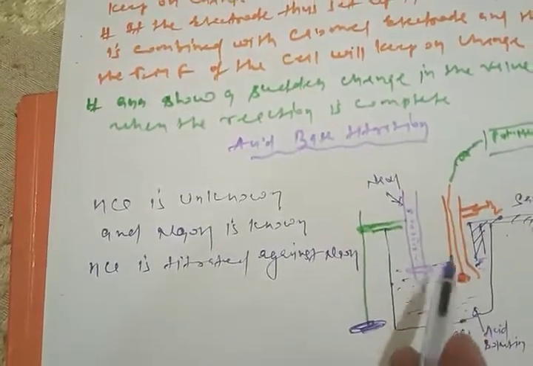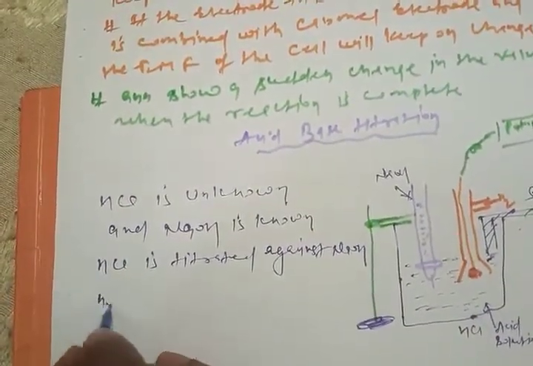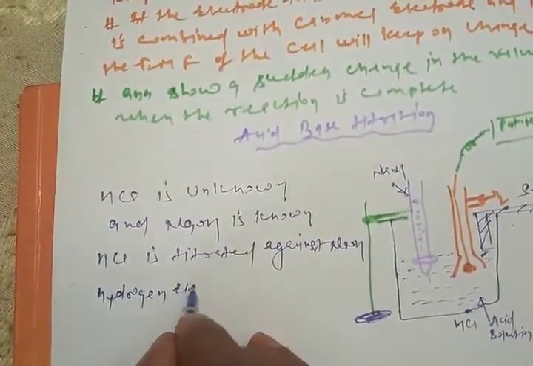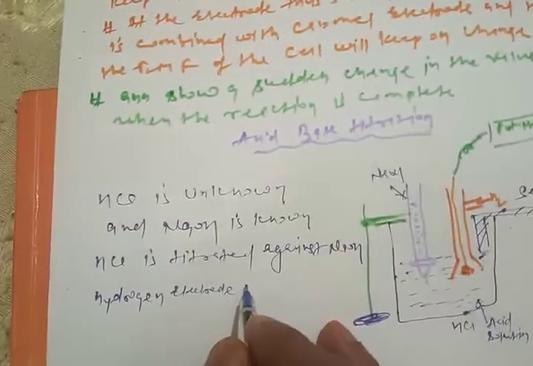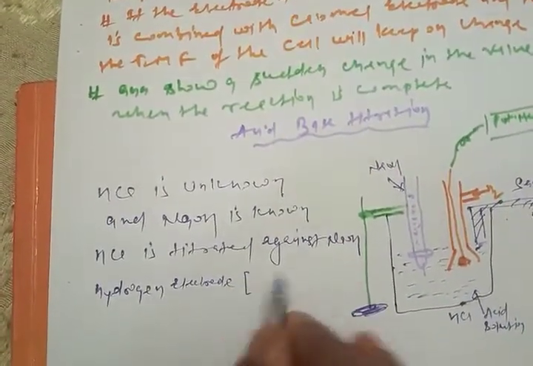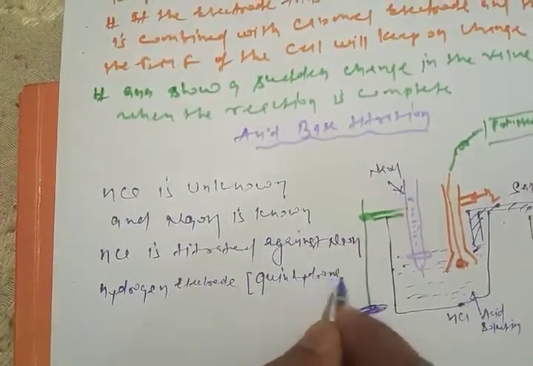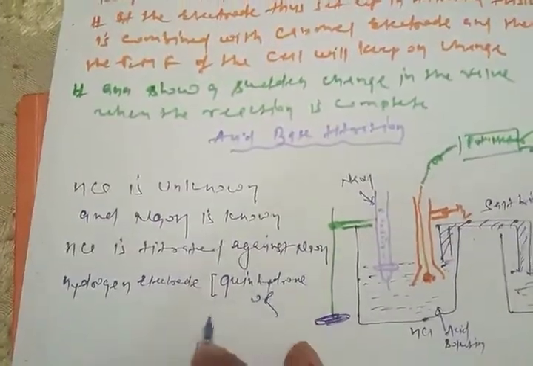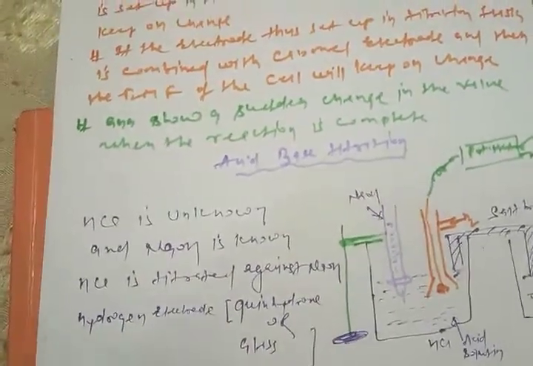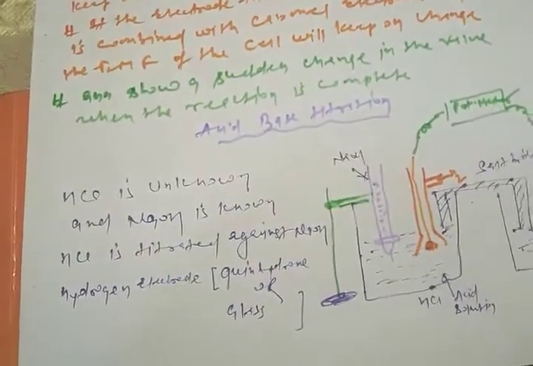Then here is the hydrogen electrode. This hydrogen electrode can be of three types, and you can take any one. We had already discussed the hydrogen electrode, the quinhydrone electrode, and the glass electrode. So we can take quinhydrone or we can take a glass electrode. These are all considered hydrogen electrodes because they respond to hydrogen ions.